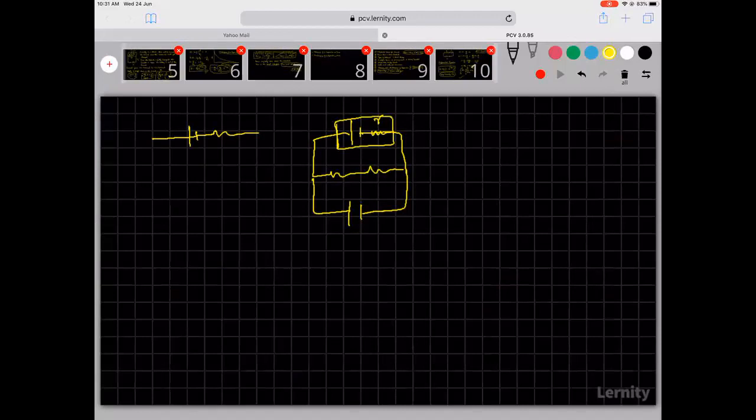Okay, so internal resistance is nothing different from external resistance. Internal resistance is always there, whether there is an external resistance or not. Just put it next to the battery and you get it.